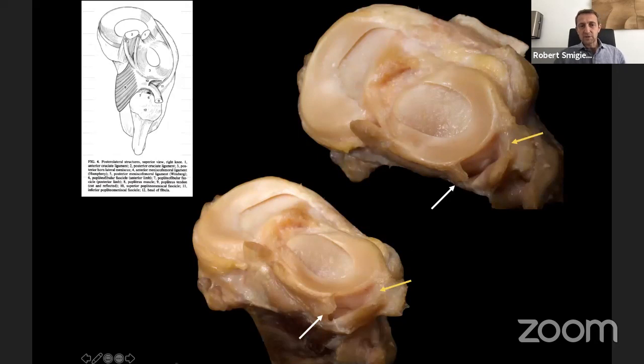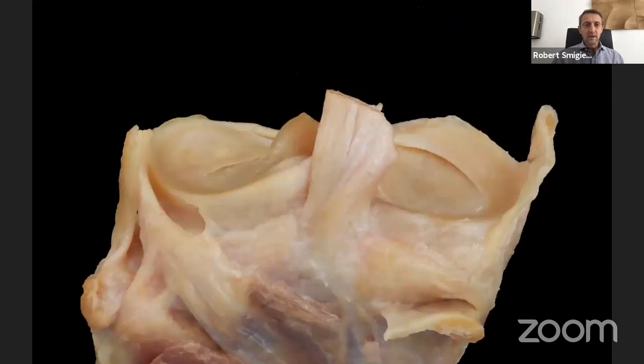If you look at these pictures, as I said, this is the anterior part, this is the posterior part. I cut the posterior part just to show how connected the meniscus is to the popliteal tendon. It's quite a strong connection, a strong structure, which fixes the tendon to the meniscus. During flexion and extension, the meniscus, because of this structure, can move properly.